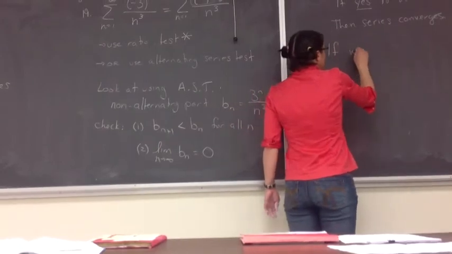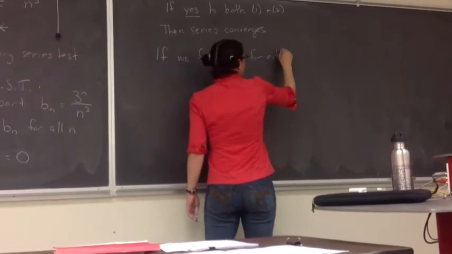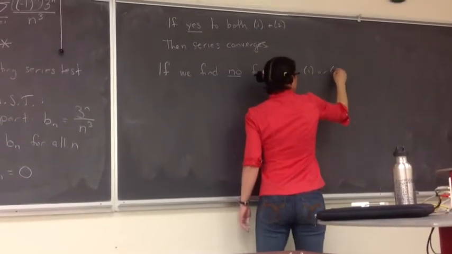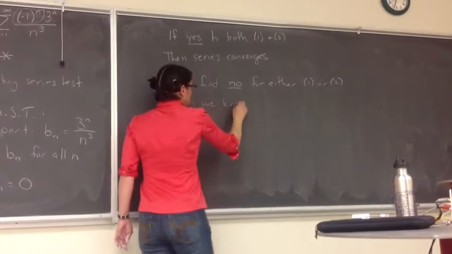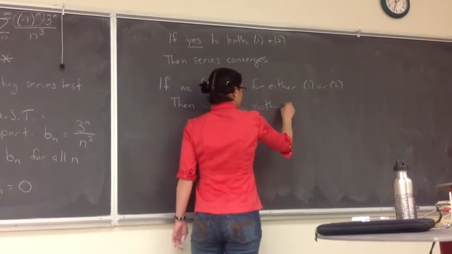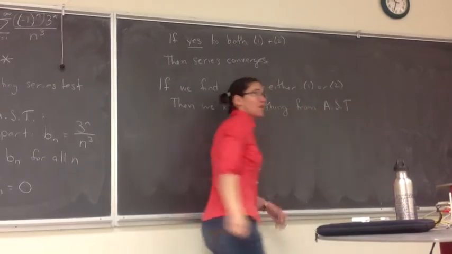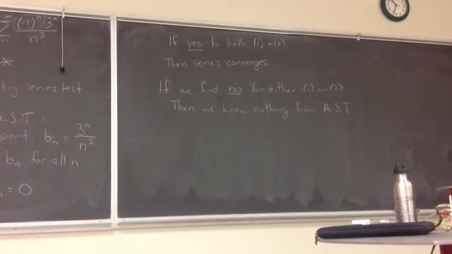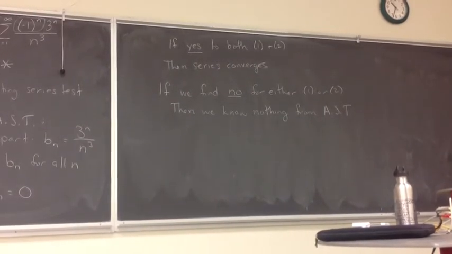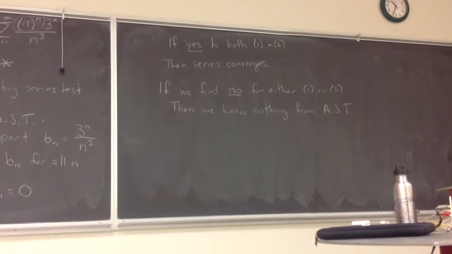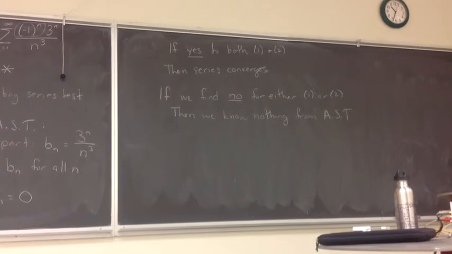So if we find no for either statement 1 or 2, then we know nothing from the alternating series test. So if you ever find yourself saying the statement, by the alternating series test, the series diverges, then you know that that's a wrong statement to make. Alternating series test can only show that a series converges.